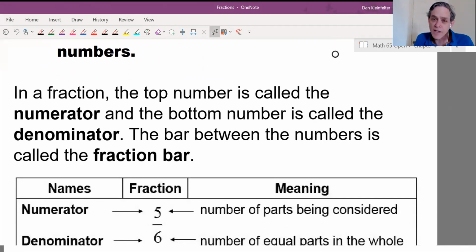The big idea is that a fraction is one of the two ways that we use to represent quantities that are part of a whole amount. We've seen, working with whole numbers and positive and negative numbers, how to work with quantities like that.